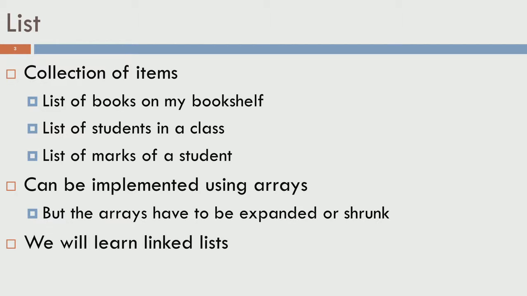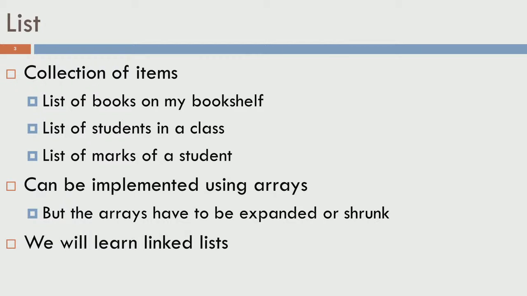A list is nothing but a collection of items. So, maybe I have a lot of books at home and I want to maintain a list of books on my shelf, or I teach a class and I want a list of students in my class, or even for a particular student I want to track the list of marks in that particular semester and so on.